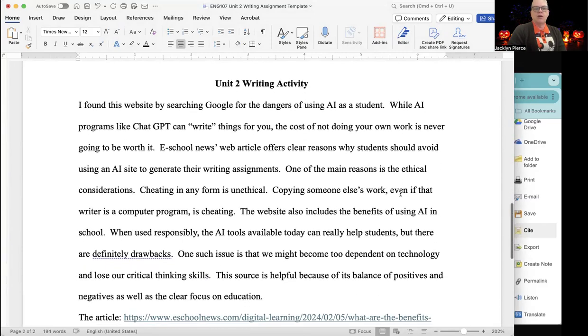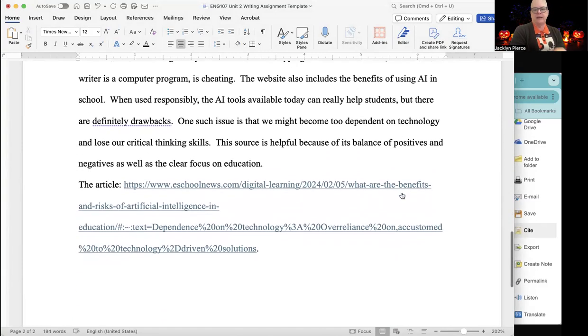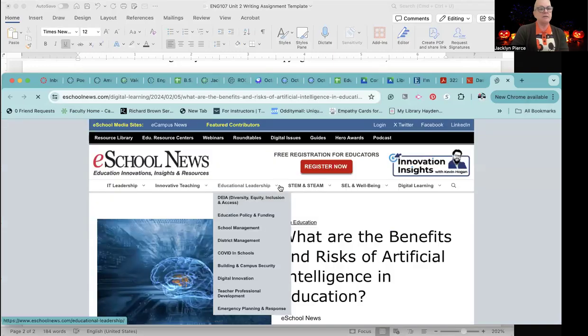Then you have your paragraph. And this paragraph answers all of the questions that were asked in the assignment. And then it has a link. Okay, so I did not do a big formal citation for this one. This was something that I did find on the internet, and so I just used the link. But let me show you something else that's kind of fun.